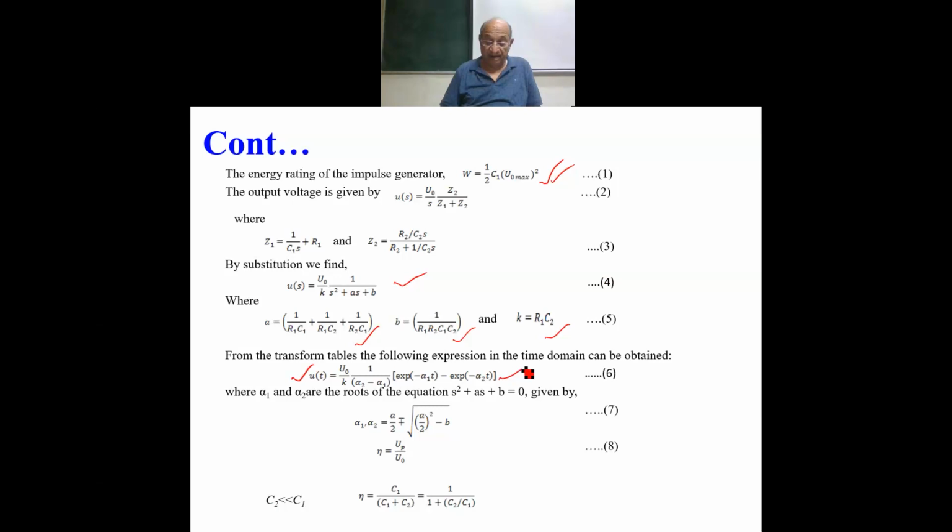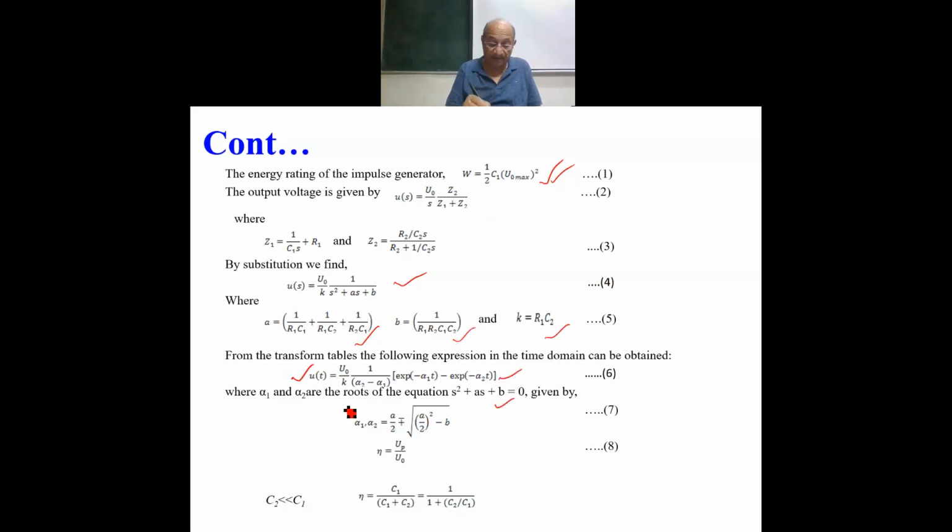Here alpha 1 and alpha 2 are the roots of the quadratic equation s square plus A s plus B, and alpha 1 and alpha 2 can be given this way, as you can see.